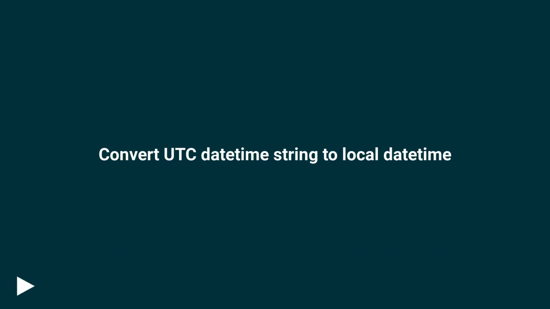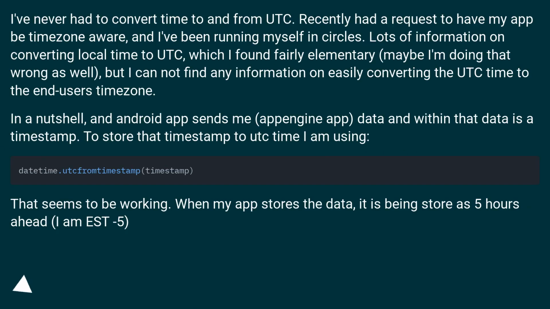Convert UTC datetime string to local datetime. I've never had to convert time to and from UTC. Recently I had a request to make my app time zone aware, and I've been running myself in circles.